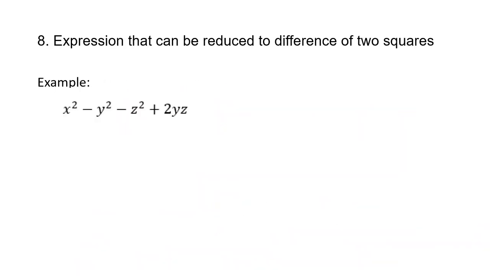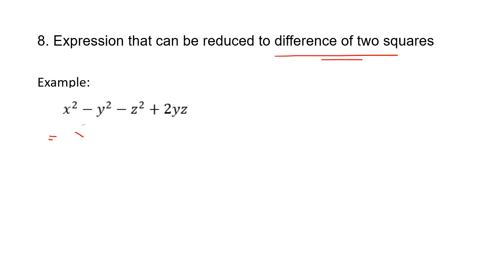Now let's have this one. Expression that can be reduced to difference of two squares. So this is an example of an expression na dili mo matanaw dayon kani ang factors ani. So we need to reduce it, change it, or make some way to make it as a difference of two squares. So we have x squared minus y squared minus z squared plus 2yz. So the thing here is to rearrange it in a way na makaabot ta kay difference of two squares.